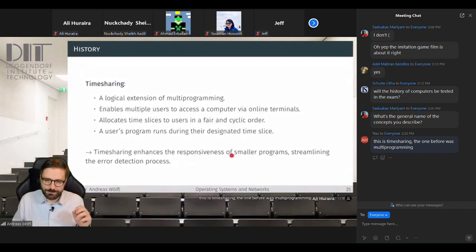So the error detection process is way enhanced using time sharing because you have these time slices and you enhance the responsiveness of smaller programs. You don't need to have these large programs, you can have smaller programs, and you streamline the error detection process, which is a large improvement.